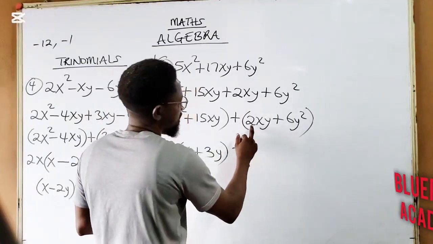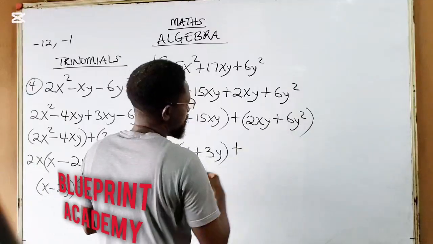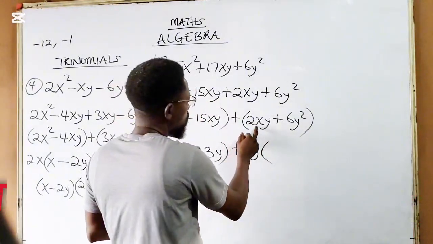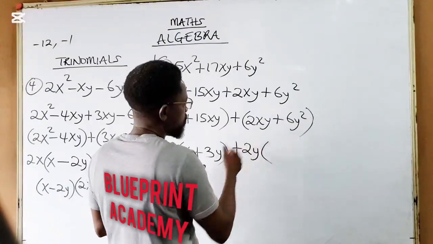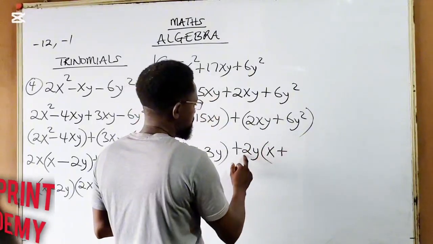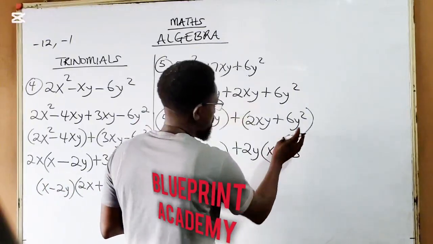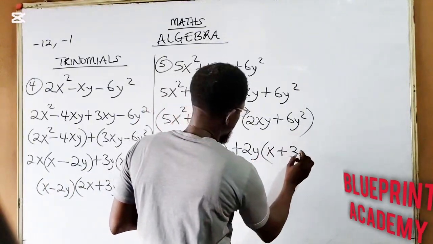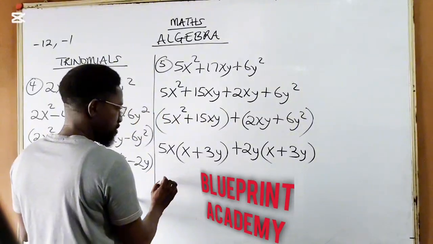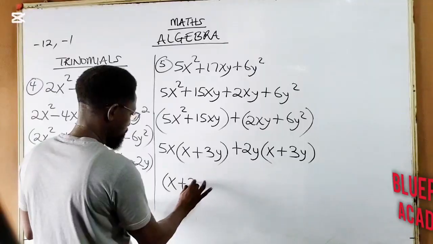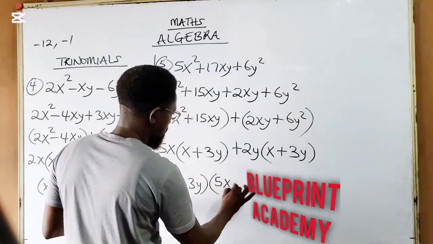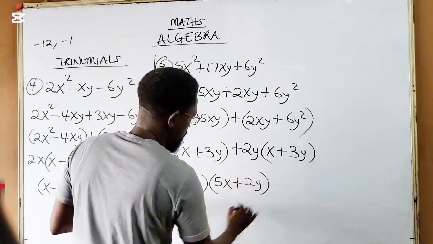The common factor here, we have 2 and y. It's common to both of them. So I bring out 2y as a common factor. 2xy divided by 2y, we'll be left with x. Bring down the plus sign. 6 divided by 2 will give us 3. y squared divided by y will give us y. So we get x plus 3y, x plus 3y. So I'll take one x plus 3y. I'll open another bracket. I bring this 5x here, then plus 2y.